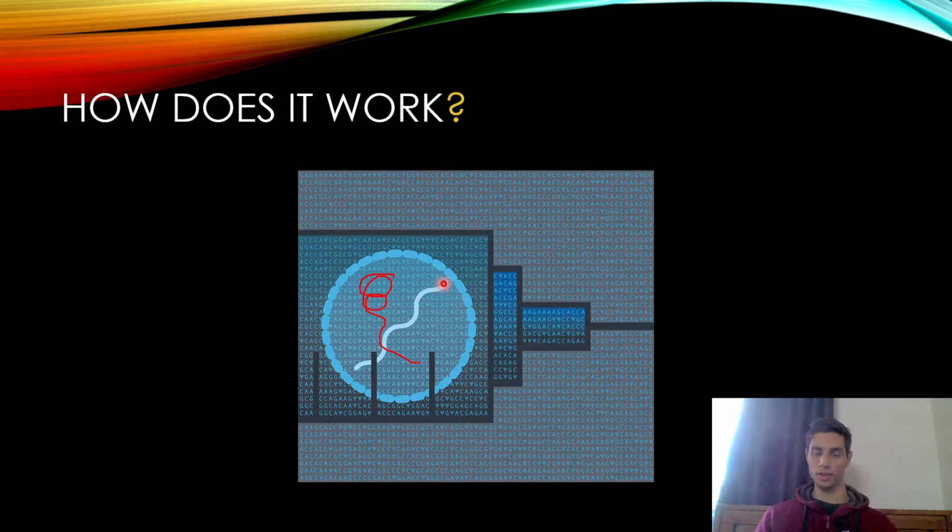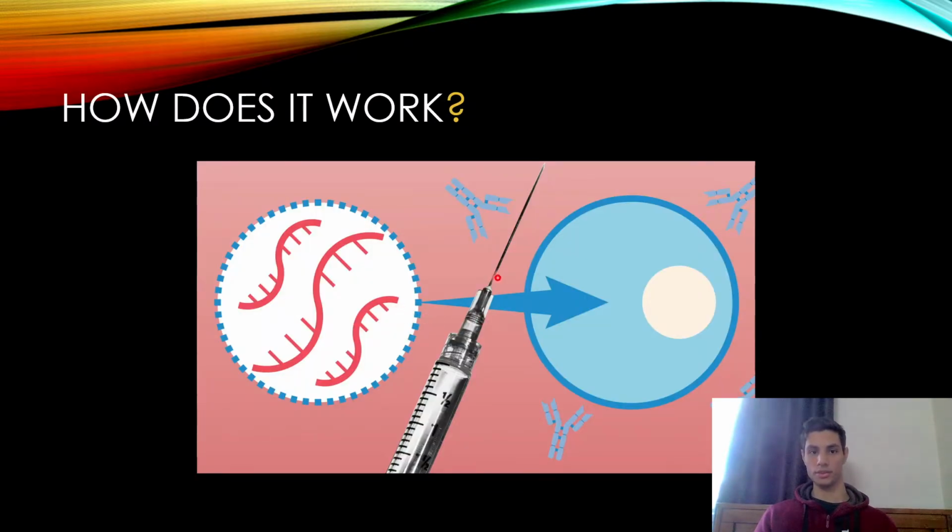This is an mRNA strand. It's usually a single strand, unlike DNA, which is a double strand. We put it here inside a fatty bubble. You can see this fatty bubble in here. And then we mix it with a little bit of saline to make the bubbles dissipate away from each other. And then we inject it inside the patient's cells.